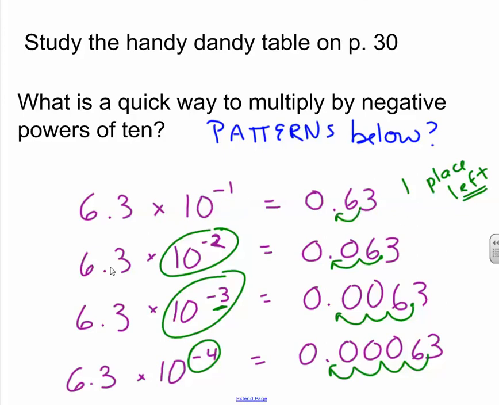Now I'm going to multiply by 10 to the power of negative 2. Now I want 100th of it. So from 6.3, I move the decimal twice to the left. And if I multiply 6.3 times 10 to the power of negative 3, I move the decimal 3 times to the left, because this is 1/1000th, which is like dividing by 1,000. I'm getting tinier. And if I multiply 6.3 times 10 to the power of negative 4, I move the decimal 4 times to the left, because I'm multiplying by 1/10,000th. So I get 1/10,000th as much as 6.3.